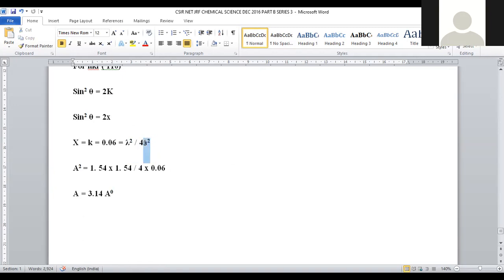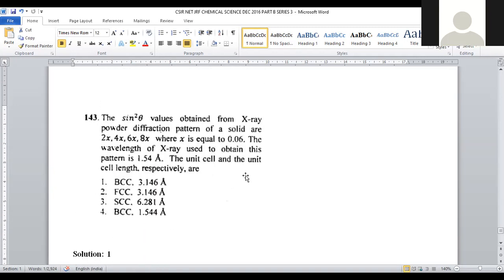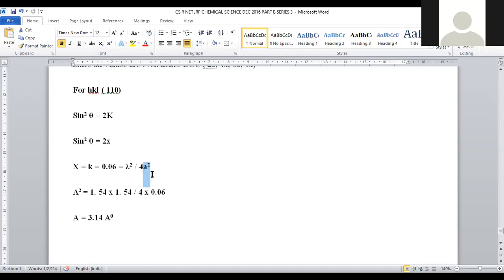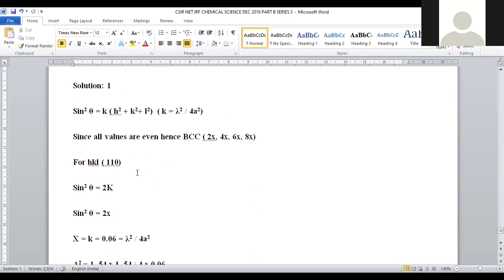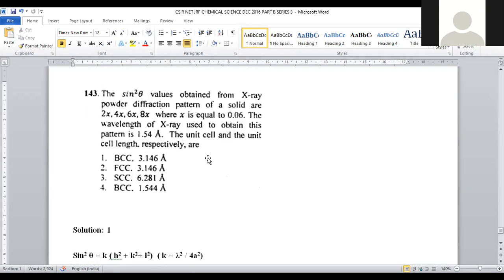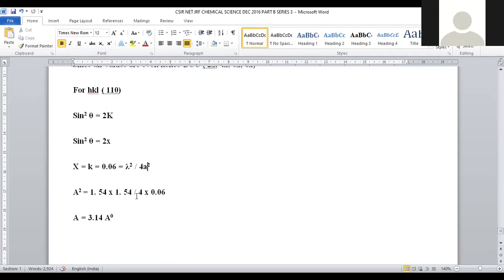Here, the requirement is a, right? They are asking for the unit cell length, which is given by a. That a needs to be predicted, so we take a to the left-hand side. a square is equal to lambda square by 4k. The lambda value is provided within the problem, that is 1.54 angstroms. Since lambda square is there, we wrote 1.54 into 1.54 by 4 into k.